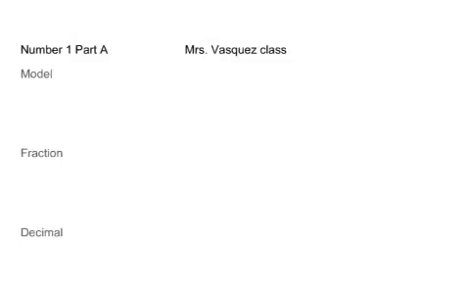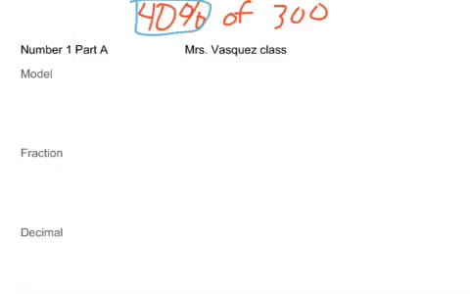I do not have the actual question on this video, but I will remind you that we had a couple teachers in their classes raising money, and it tells us in number 1 that Mrs. Vasquez's class has already raised 40% of their $300 goal. So all you were asked to do is to create a model, a fraction, and a decimal of the 40%.